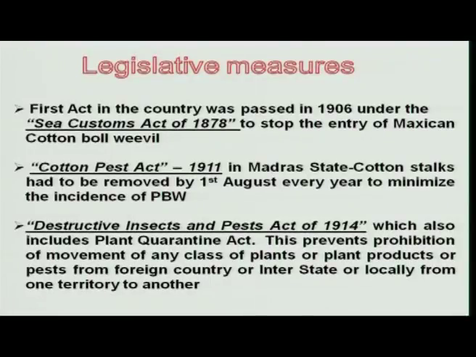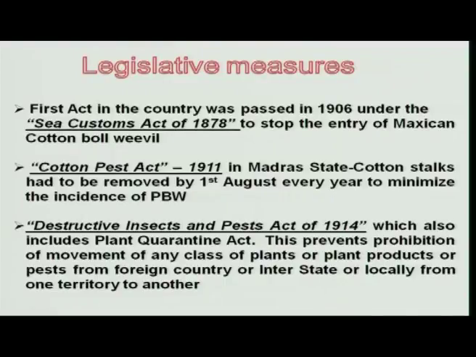First and foremost are legal methods, which are also referred to as legislative measures. If you trace the history of the legal methods, the first act in the country was passed in 1906 under the Sea Customs Act of 1878 to stop the entry of the Mexican cotton boll weevil, which is an important pest in USA. Then we see the second act, the Cotton Pest Act of 1911, particularly in Madras state.